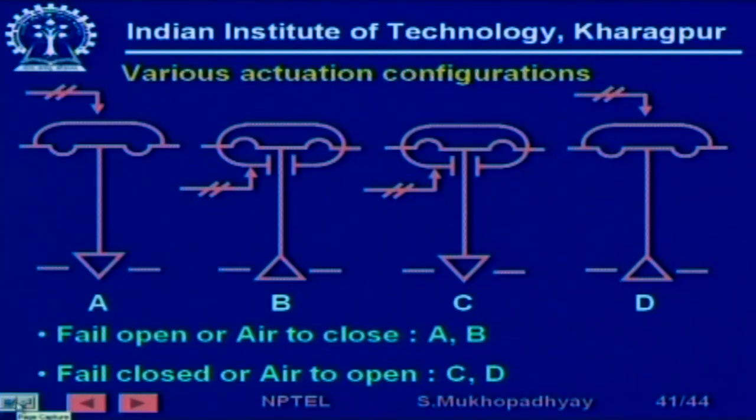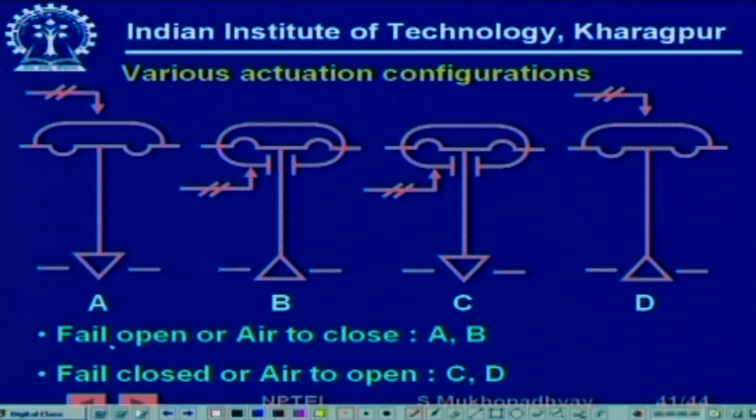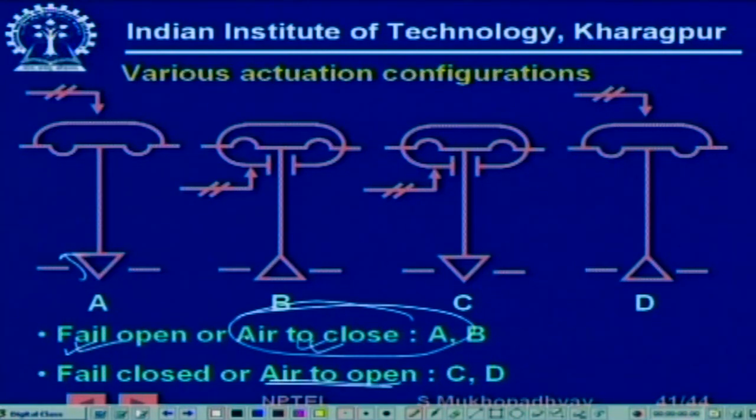Lastly, one has to have a view towards what will happen if the actuation fails, because sometimes these flows can cause explosions, etc. So valves are constructed in various configurations, which are shown here. For example, fail open, or air to close. If the air supply somehow fails, then this valve will fail in an open situation. Similarly, there are air to open valves, where if the air supply fails, then the valve will close. So one has to choose a particular actuation configuration to avert industrial accidents under various kinds of failures.